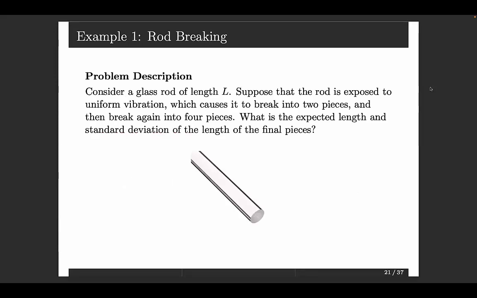The first example that we'll go over is a simplified fracture analysis model, and we'll look at rod breaking. Let's say that we have a glass rod of length L, and suppose that the rod is exposed to some uniform vibration. So let's say it's on the ground and it's vibrating on the ground. And let's say that it breaks into two pieces initially, and then it breaks again. And these breaks occur randomly. What is the expected length and standard deviation of the length of the final pieces?